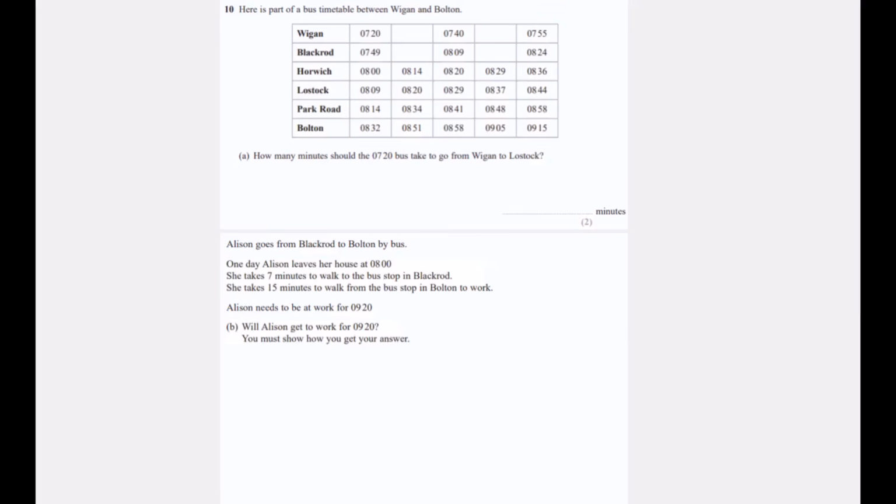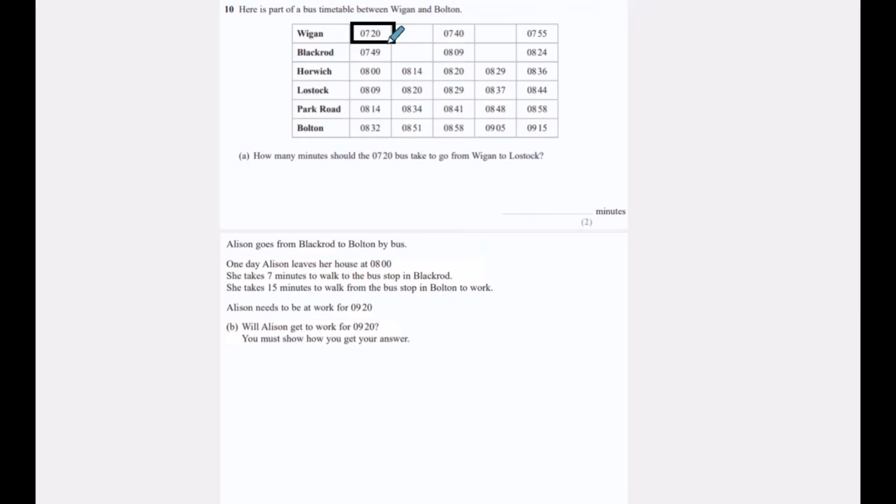Question 10. Here is part of a bus timetable between Wigan and Bolton. How many minutes should the 7:20 bus take to go from Wigan to Lostock? So this is the 7:20 bus.